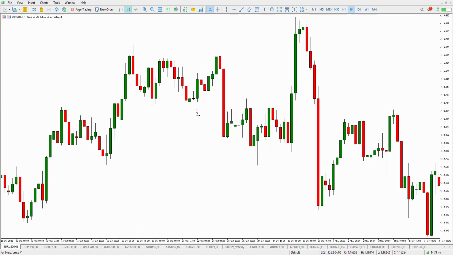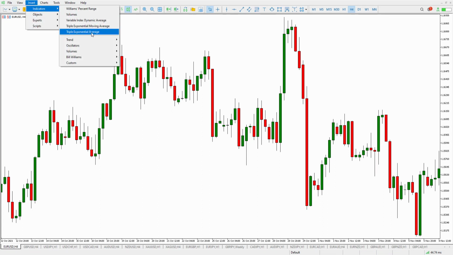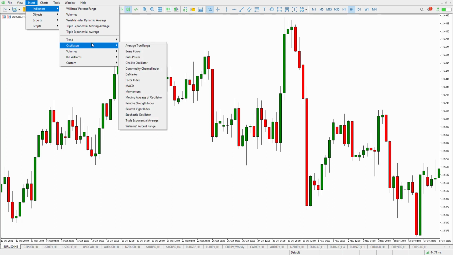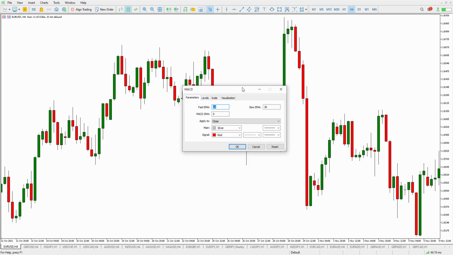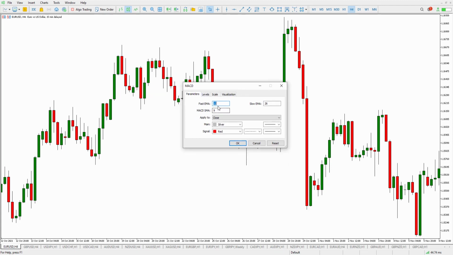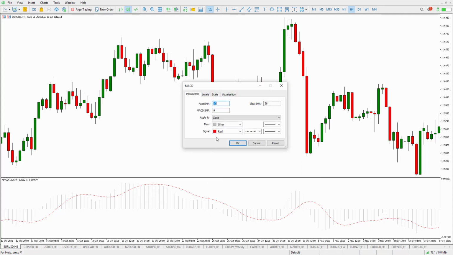So what we're gonna do now is we've opened up the chart on euro dollar, and I'm gonna add the MACD. Like I said, we can either use the stochastic, the MACD, or the RSI, but the MACD is the one that I've used the most. These are the default settings: 12, 26, and 9 as a simple moving average, and this is basically how the indicator looks.